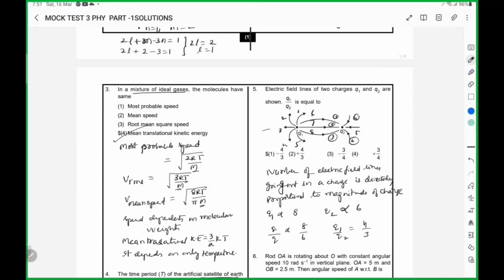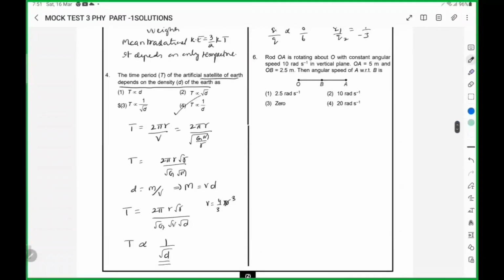Here, when it is a positive charge, field lines go away from it; for a negative charge, field lines are towards it. So Q1 by Q2 is minus 4 by 3.